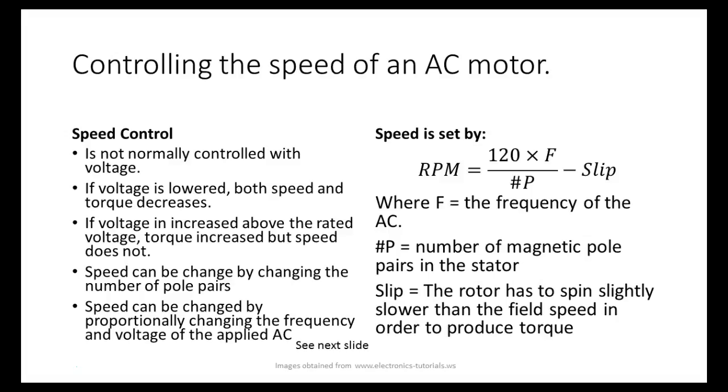So we don't use the voltage because the voltage would change the torque of the motor, right? If I lower the voltage, I could get down real fast where the motor would stop. If I increase the voltage, the motor won't speed up once it gets to its rated speed, but your torque will change, and the motor's going to pull a lot more current than it's supposed to. So speed can be changed by changing the number of poles.